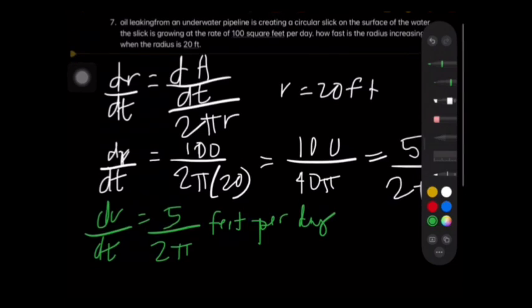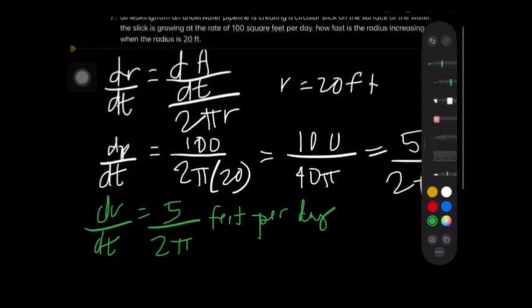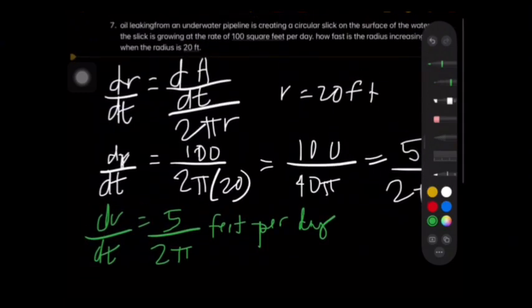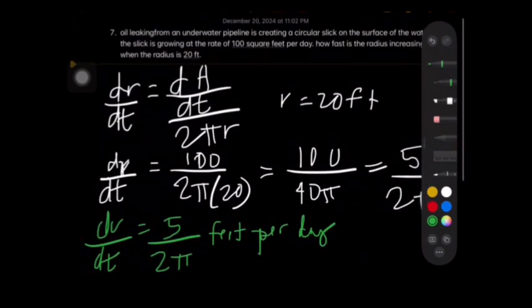So answering the question, how fast is the radius increasing when the radius is 20 feet? The radius is increasing at 5 over 2 pi feet per day when the radius is 20.